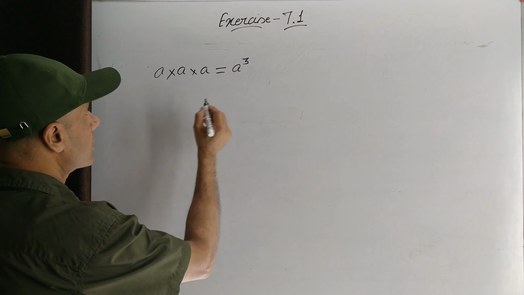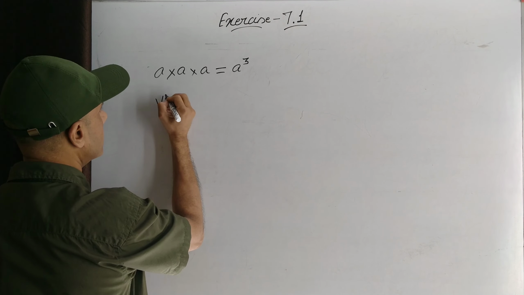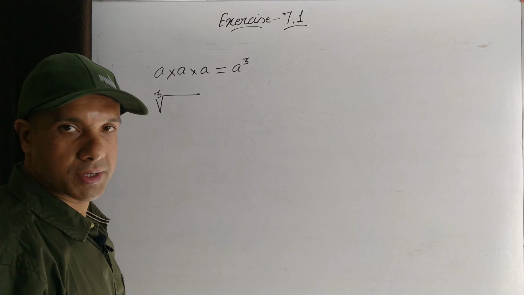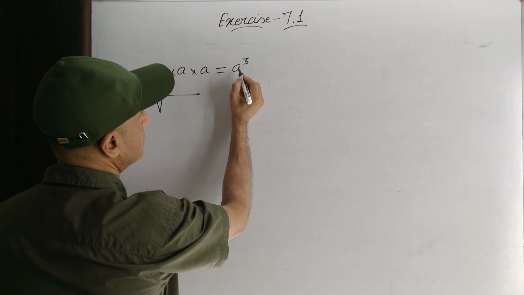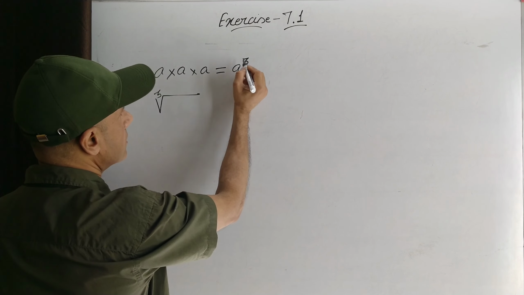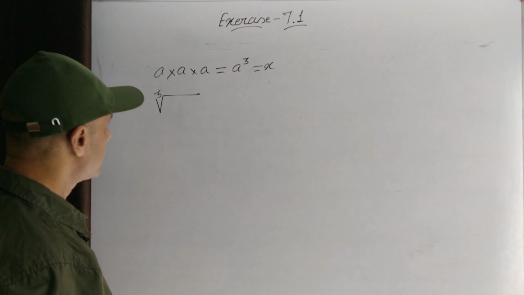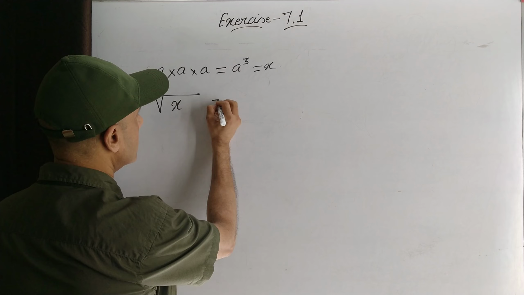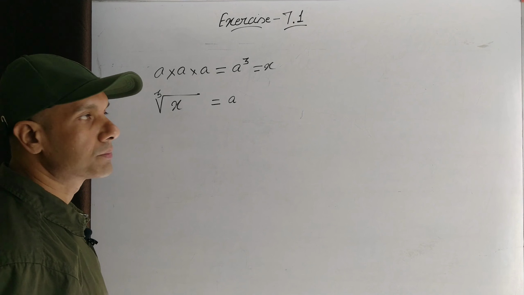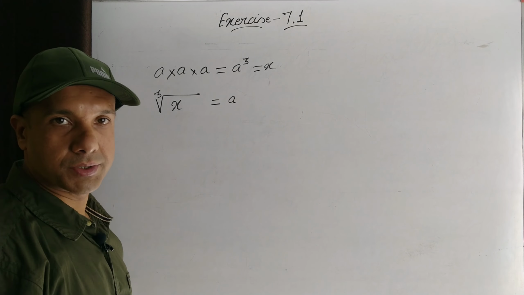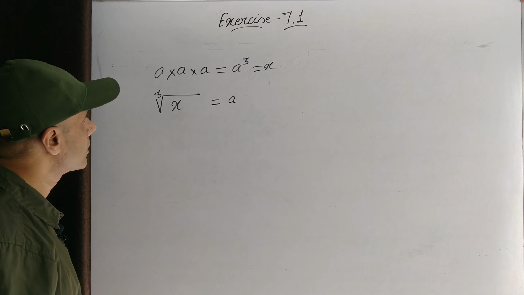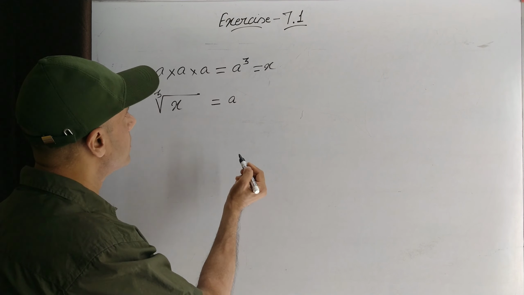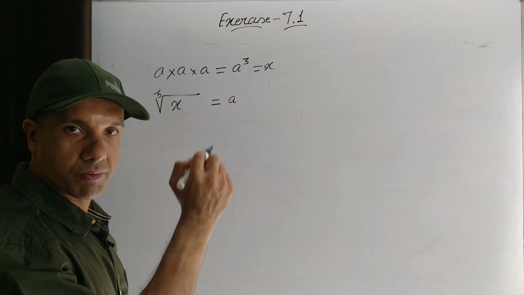Similarly, cube root, which we write like this, is the inverse operation of cube. So suppose this number a cube is equal to x. So cube root of x is equal to a, the inverse operation. Clear?